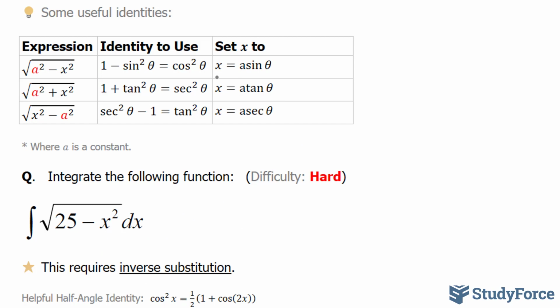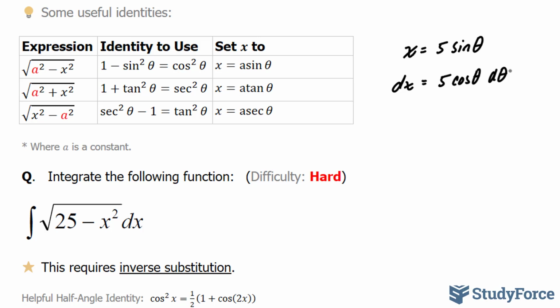So let's do that to start. X is equal to a, which is 5, times sine theta. The next step is to take the derivative of this function. And if we derive this function, we end up with dx is equal to 5 cosine theta, because that's the derivative of sine theta, it's cosine, d theta.